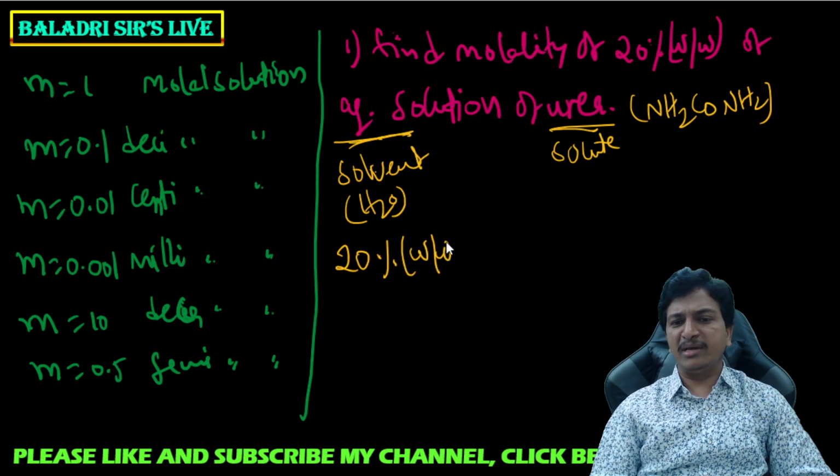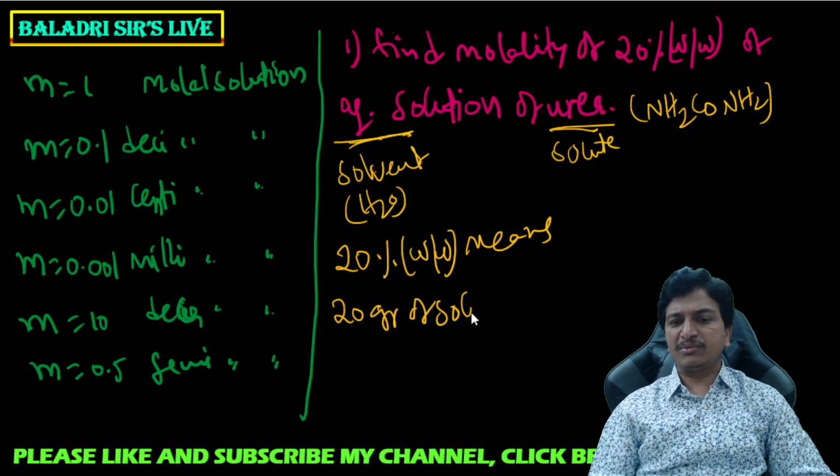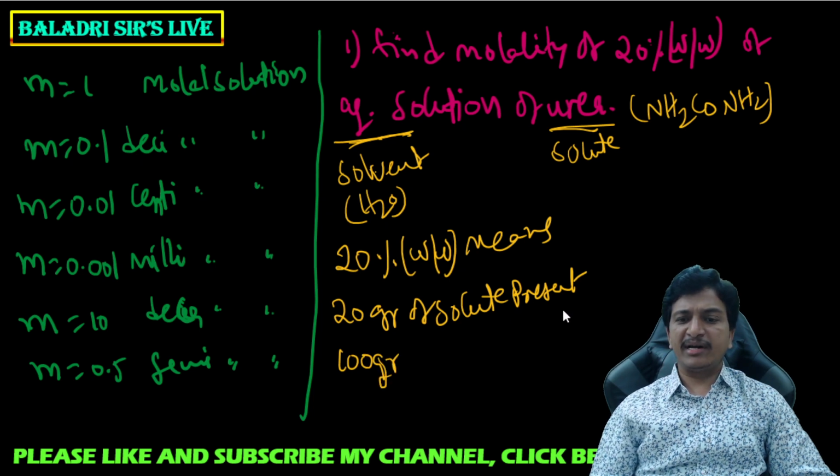Okay, now what is the meaning of this 20%, sir? 20% W by W means, you know that already, 20 grams of solute present in 100 grams of solution. The meaning of 20% weight by weight is 20 grams of solute present in 100 grams of solution.